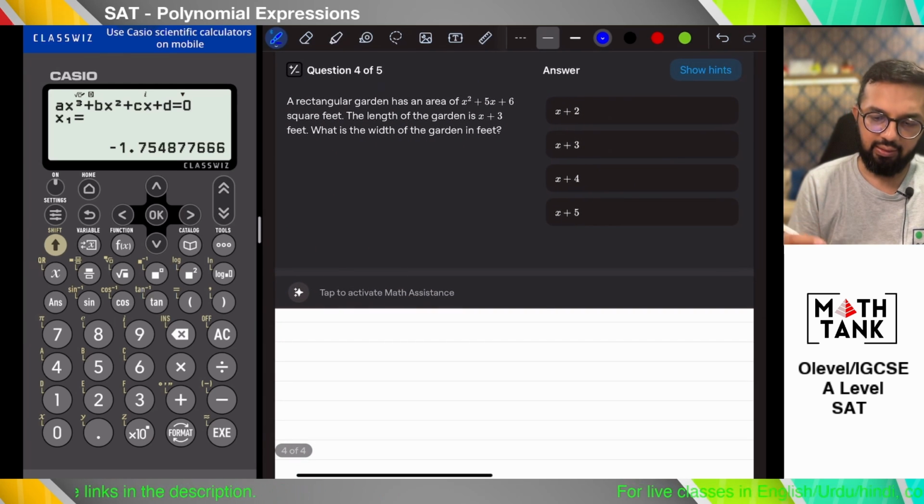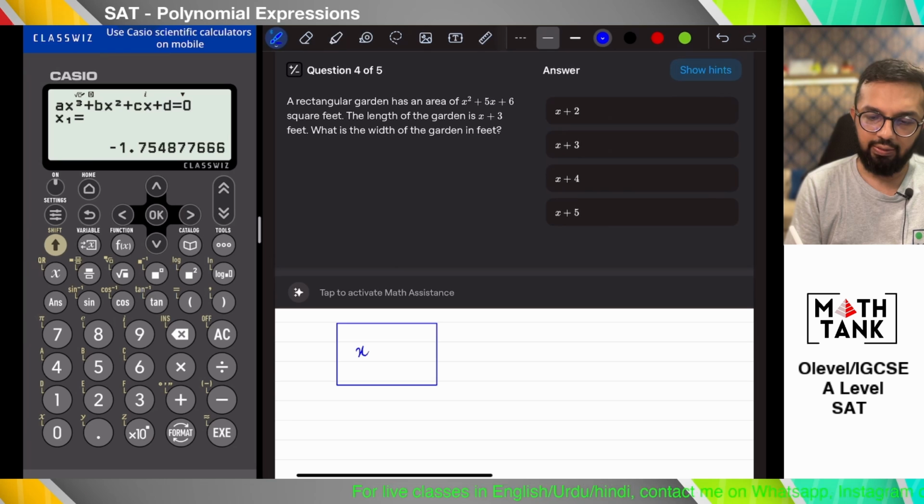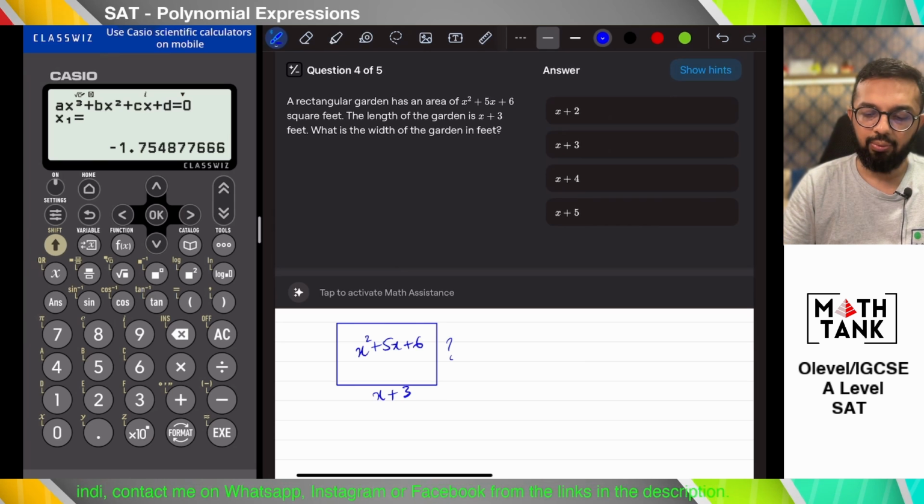Then there's a rectangular garden that has an area of x squared plus 5x plus 6. The length of the garden is x plus 3. What is the width of the garden? So I don't know the width of the garden. So basically I have to divide x squared plus 5x plus 6 by x plus 3.